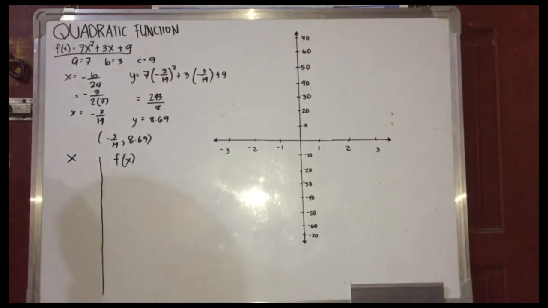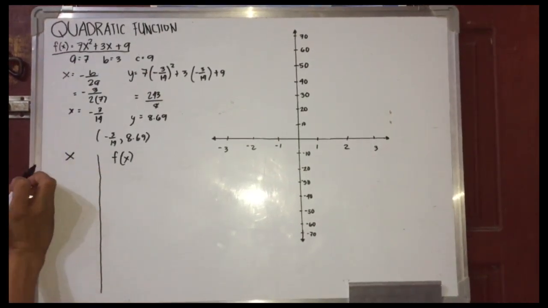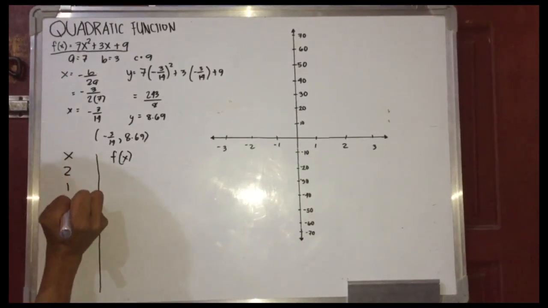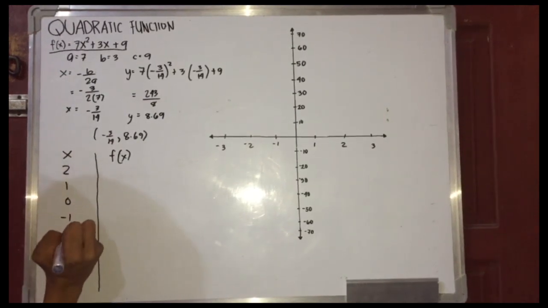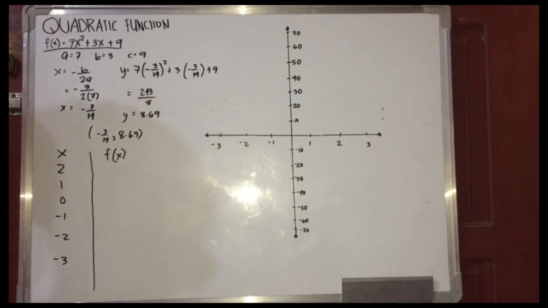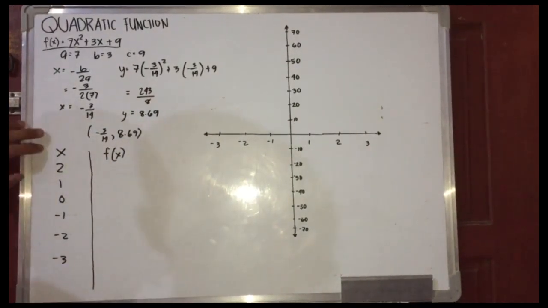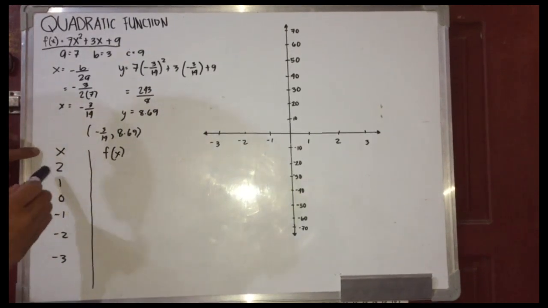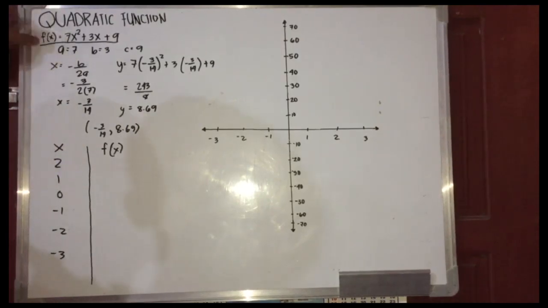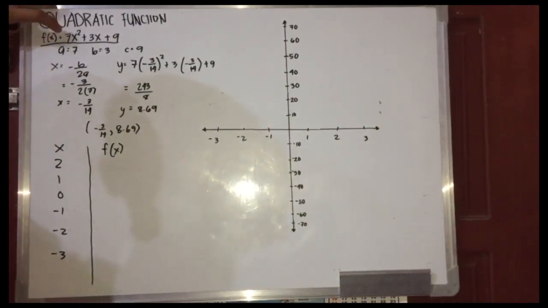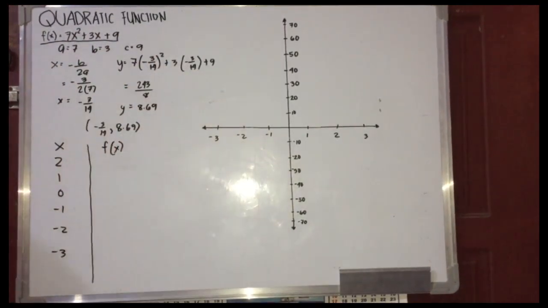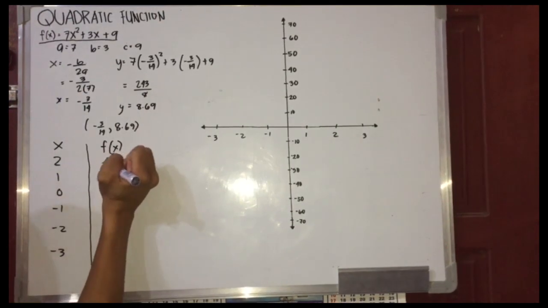So for me, I chose positive 2, 1, 0, negative 1, negative 2, and negative 3. So here it is, our values for our x. So the first thing we need to do is to substitute 2 to the original equation. So 7 times 2 squared plus 3 times 2 plus 9 is equals to 43.